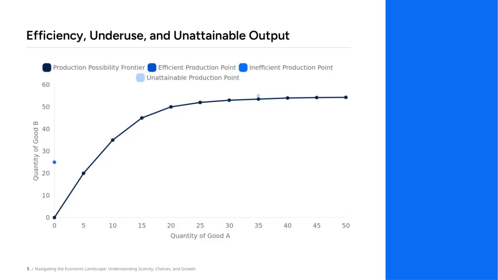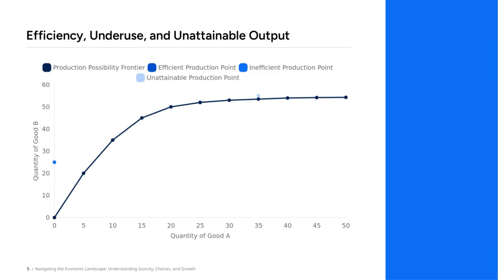Here we have the Production Possibility Frontier curve, which shows the trade-offs between producing two goods, in this case, good A and good B. The curve illustrates the maximum possible output combinations when resources are fully and efficiently utilized. Points along the curve represent efficient production, where we're making the best use of available resources. For example, the point at 25 units of good A and 52 units of good B is marked as efficient production.